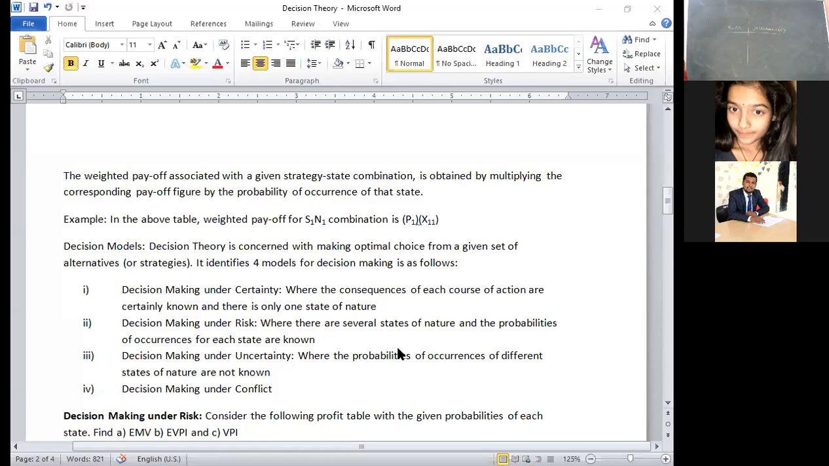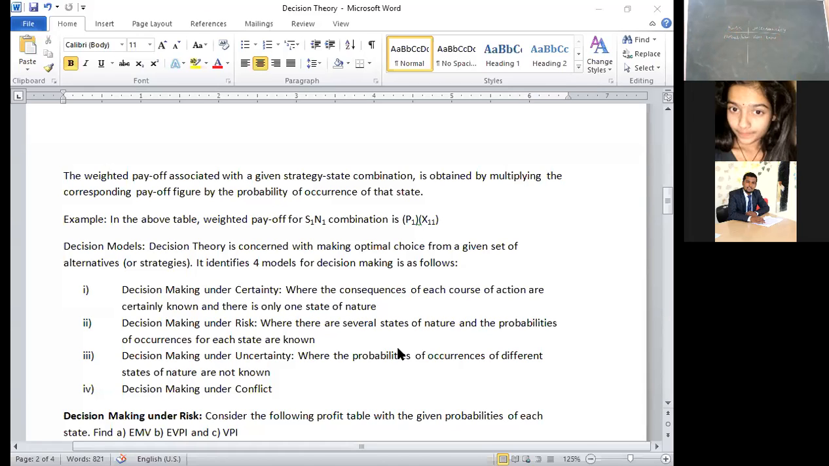Decision making under risk, we know the probabilities, the chances. And under uncertainty, you don't know the probabilities. That way we will identify in the final examination whether the given problem is under risk or under uncertainty.